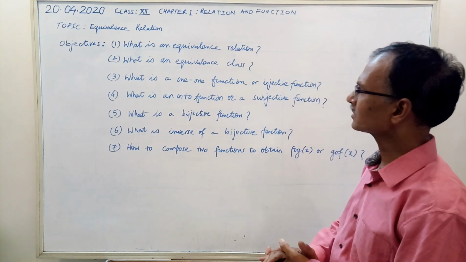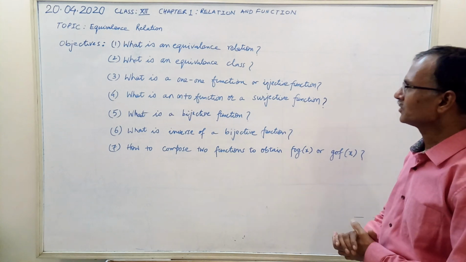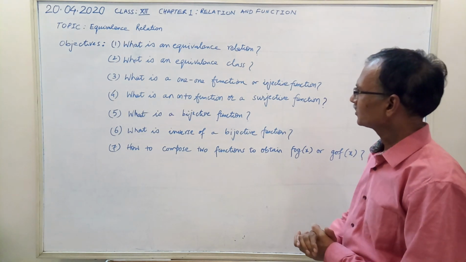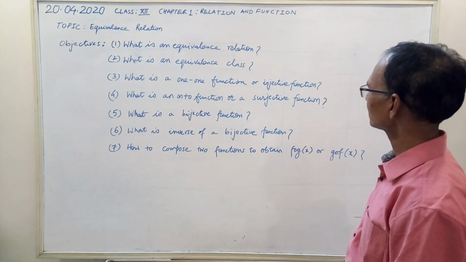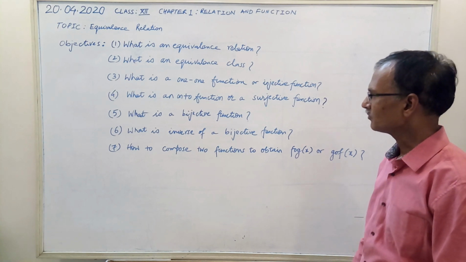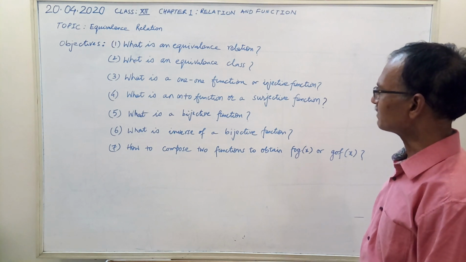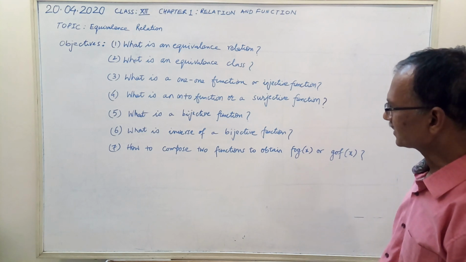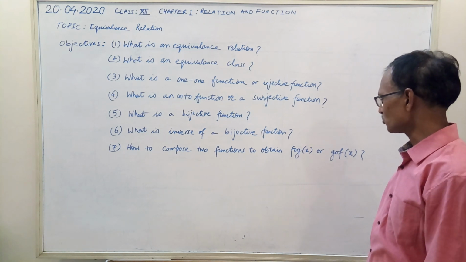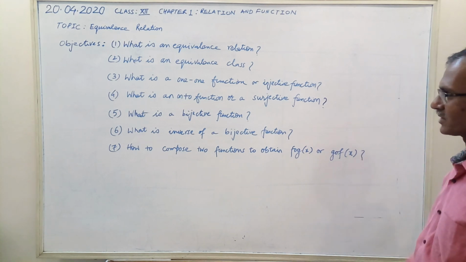At the end of this chapter, you will be able to answer these questions. What is an equivalence relation? What is an equivalence class? What is a one-one function, that is injective function? What is an onto function or a surjective function? What is a bijective function? What is inverse of a bijective function? And then how to compose two functions to obtain f of g of x or g of f of x.